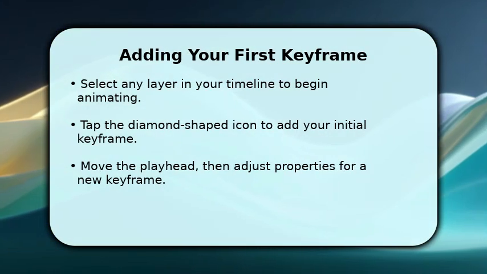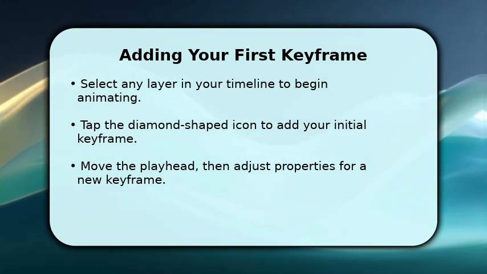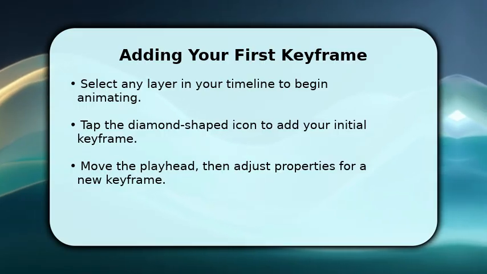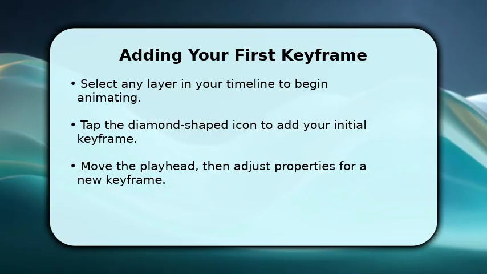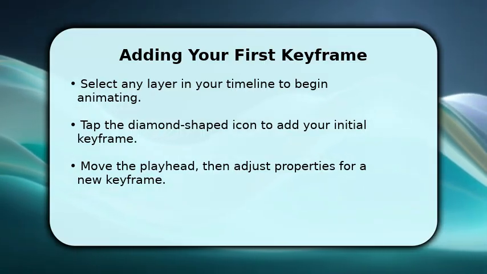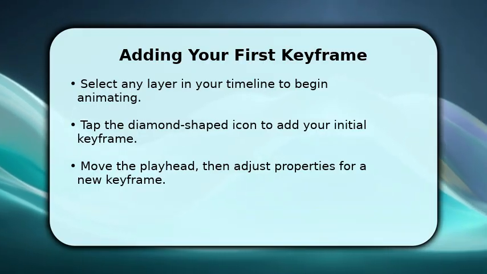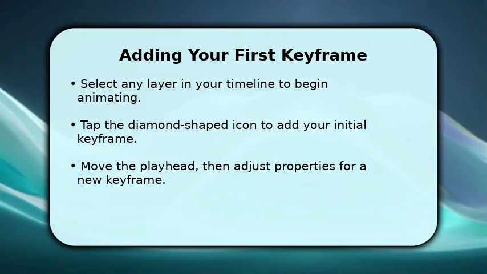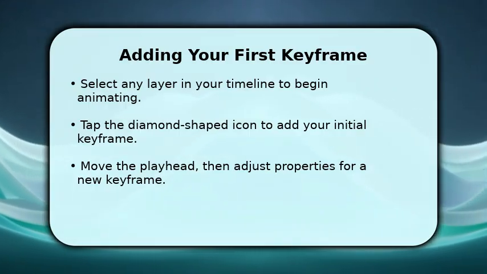To add your first keyframe, simply select the layer you wish to animate in your timeline. Then, tap the small diamond icon, usually found near the layer properties, to set your initial keyframe. This marks the starting point of your animation. Next, move your playhead to a different time on the timeline, adjust a property like position or scale, and another keyframe will automatically be created.